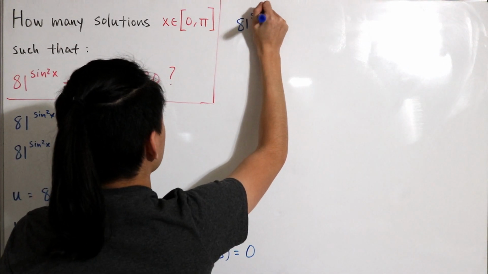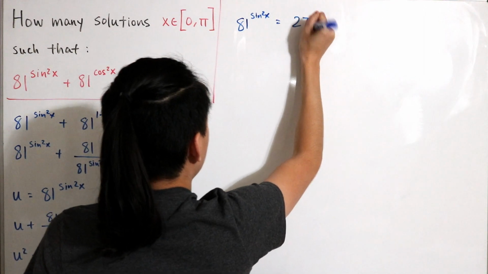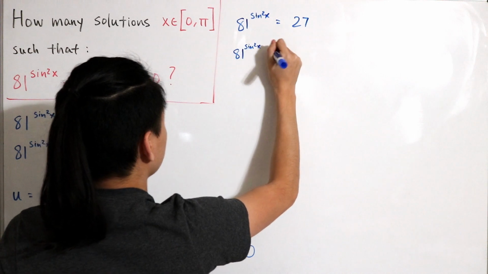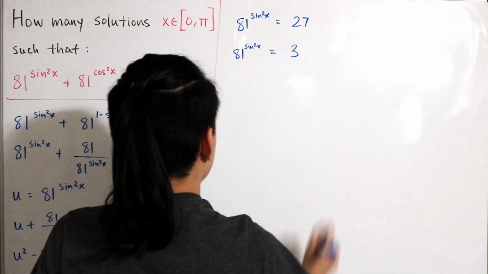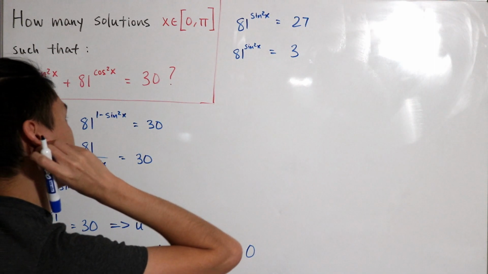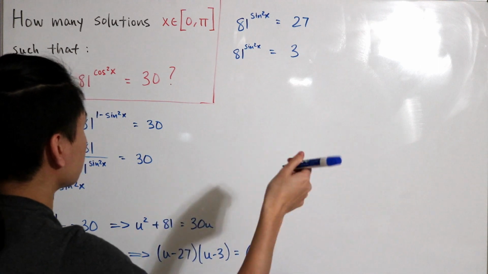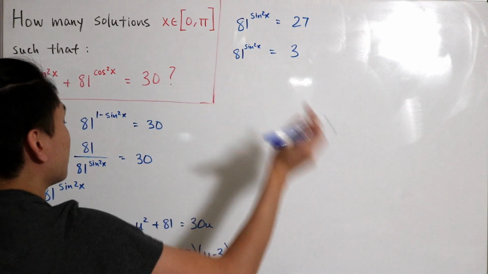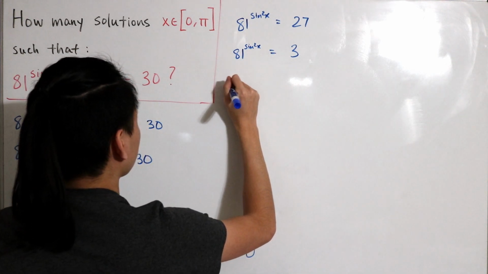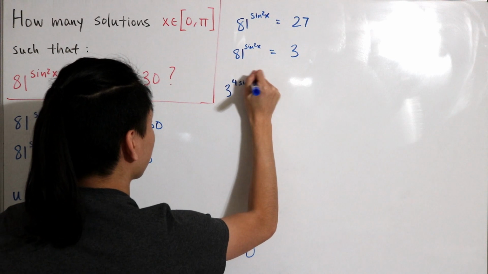81^(sin²x) is equal to 27, and then another one is 81^(sin²x) is equal to 3. And so you might be thinking, how exactly can we solve for x from here? Of course, I mentioned we can actually use our rules of the base and exponents. 81 can be rewritten in the form of base 3, so that will be the same as 3 to the power 4, and then multiply by sin²x.